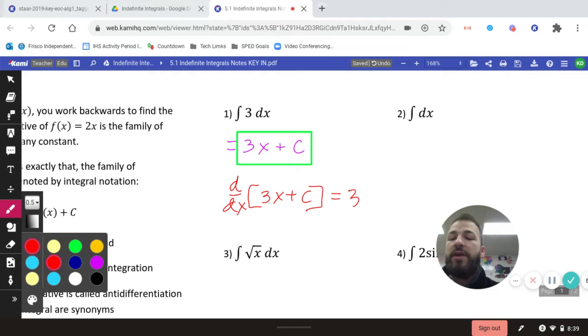So number 2 over here, we have the integral of just dx. Now, it's not just dx, it is the integral of 1 dx. Remember, in math, we do get lazy. So what would the integral of 1 be? Well, that would be x, because x's derivative is 1. So this would be equal to x plus c.